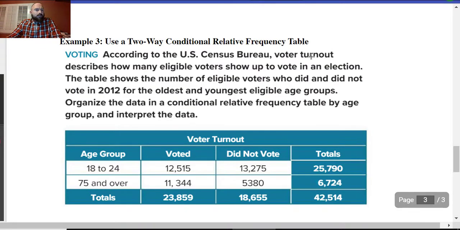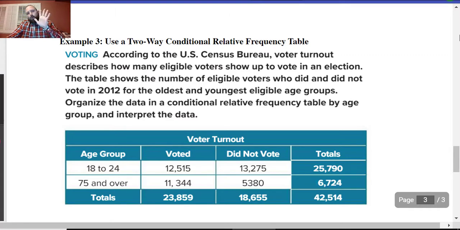According to the U.S. Census Bureau, voter turnout describes how many eligible voters show up to vote in an election. The table shows the number of eligible voters who did and did not vote in 2012 for the oldest and youngest eligible age groups. Organize the data in a conditional relative frequency table by age group and interpret the data.